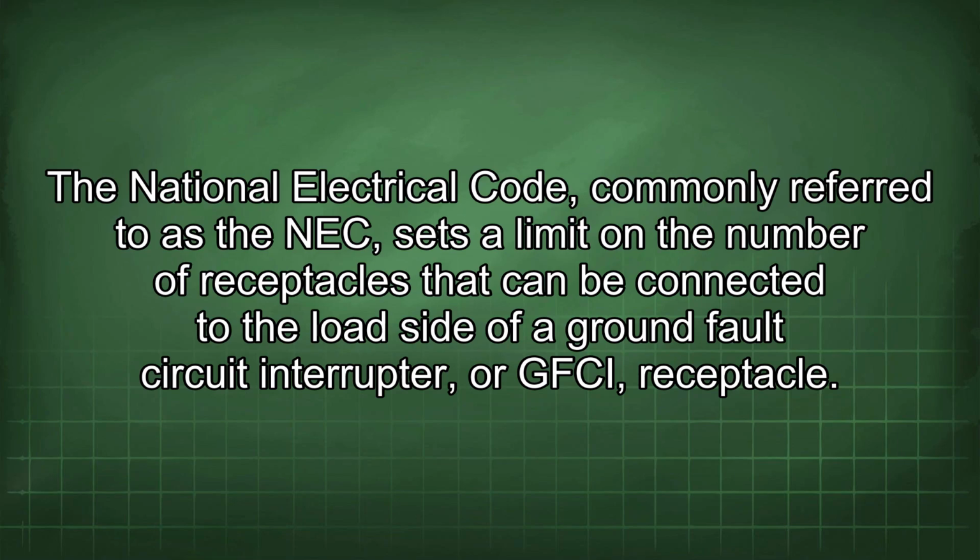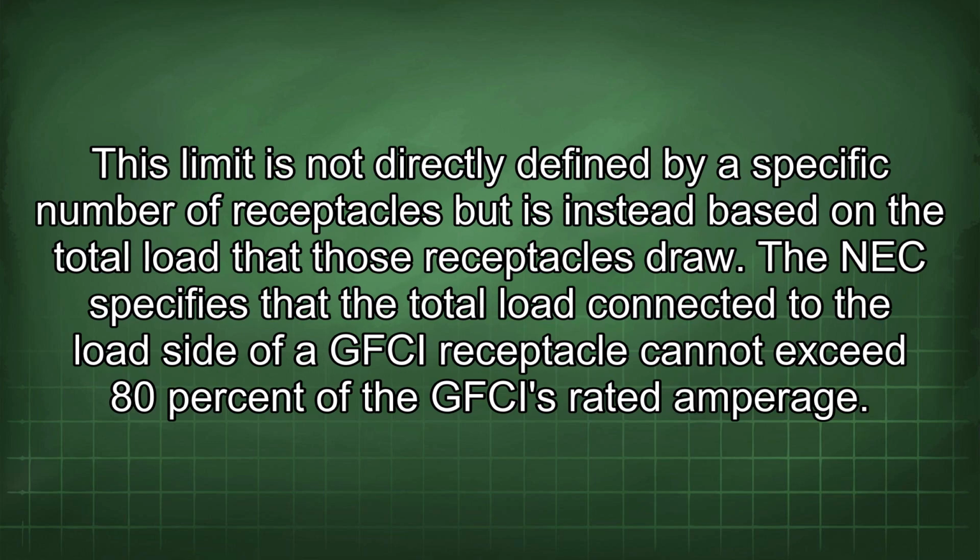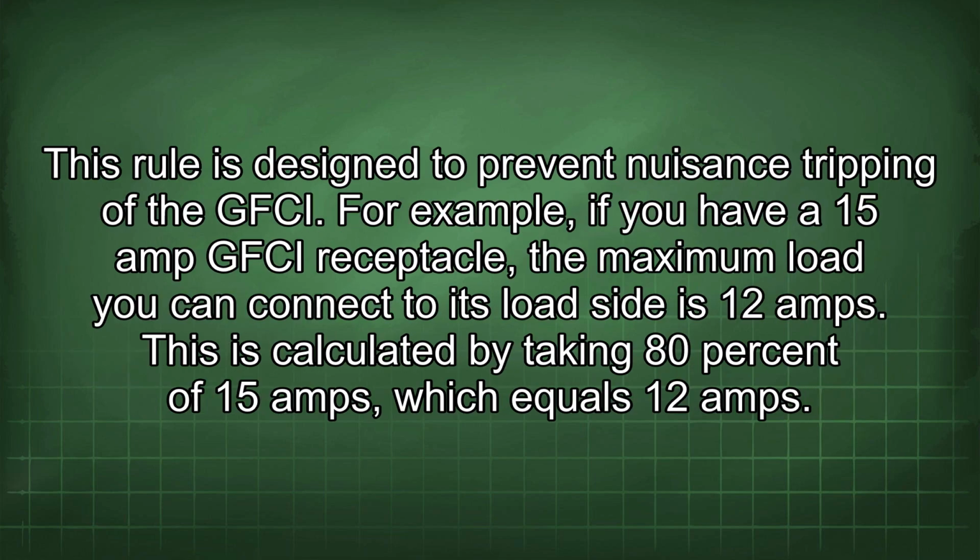The National Electrical Code, commonly referred to as the NEC, sets a limit on the number of receptacles that can be connected to the load side of a ground fault circuit interrupter, or GFCI, receptacle. This limit is not directly defined by a specific number of receptacles but is instead based on the total load that those receptacles draw. The NEC specifies that the total load connected to the load side of a GFCI receptacle cannot exceed 80% of the GFCI's rated amperage. This rule is designed to prevent nuisance tripping of the GFCI.